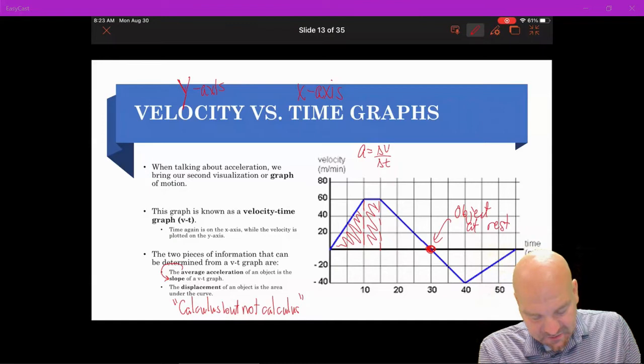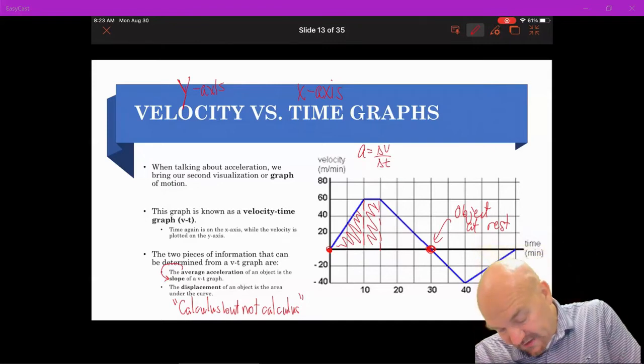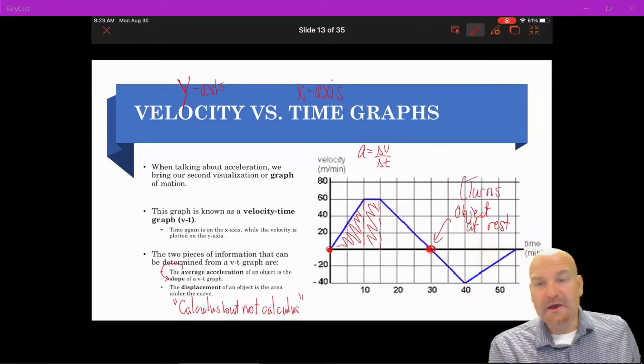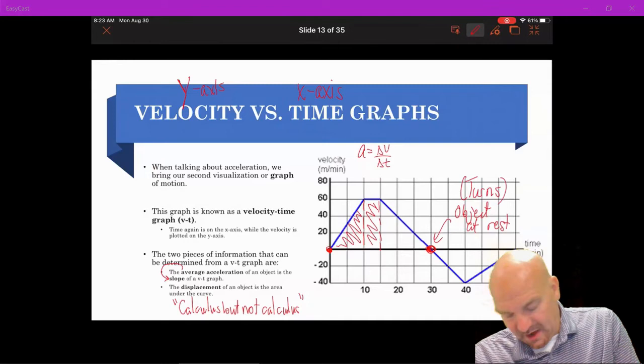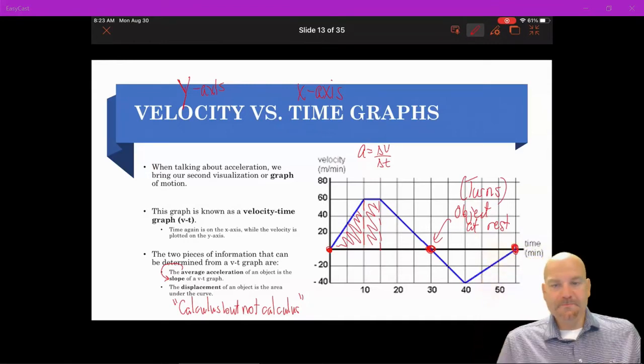Some things about this: the axis is when the object is at rest. So notice that this object starts from rest and at about 30 seconds goes back to rest, which means it turns at this point, okay? And that's what that means on the graph, and then it'll come to rest, okay?